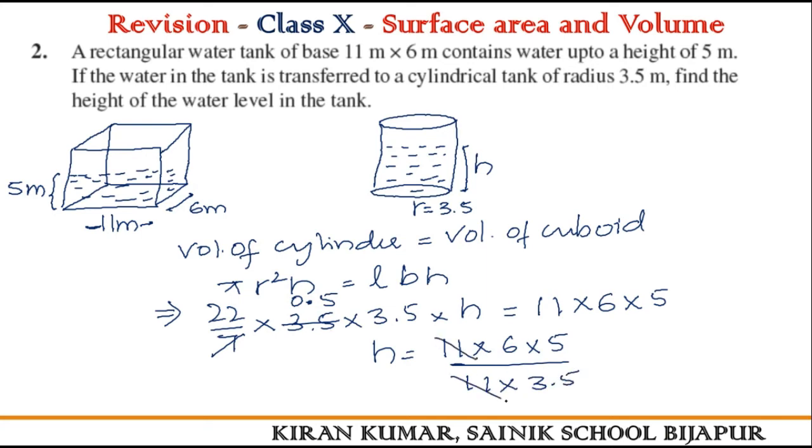So 11 will get cancelled. We will be getting 30 upon 3.5. This will be approximately 8.6 meters.